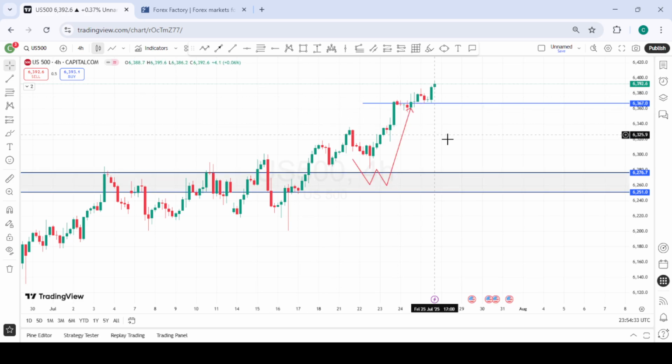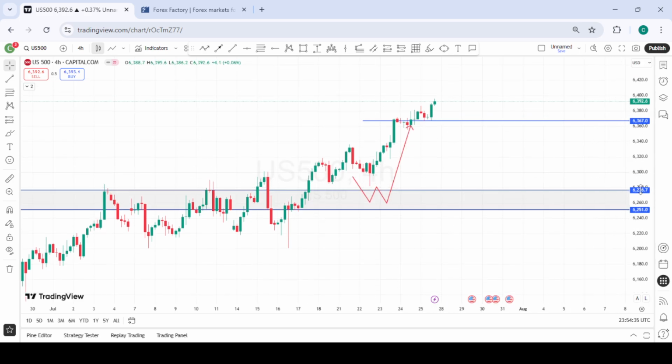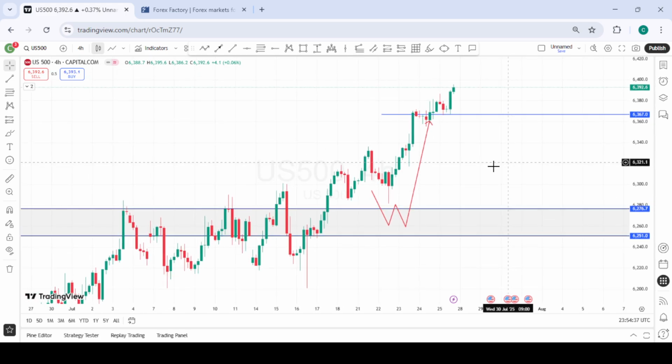We also had the S&P 500. S&P 500 didn't get into our area of interest. It was a few pips away from the area of interest, and it just blasted off like that. So we missed out on the S&P 500, and it was extremely bullish, as anticipated and predicted last week.